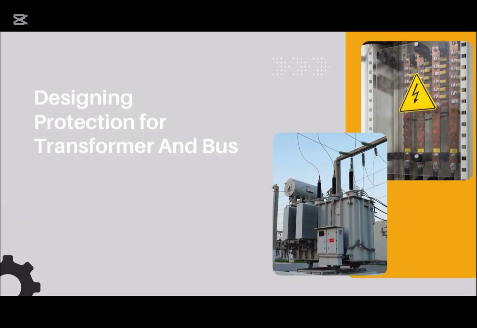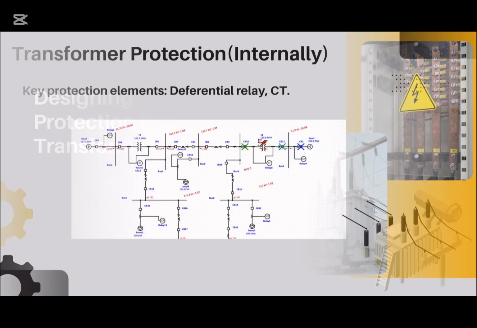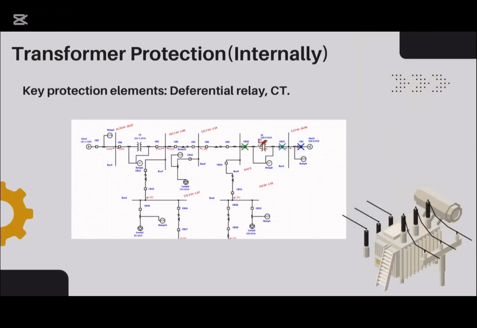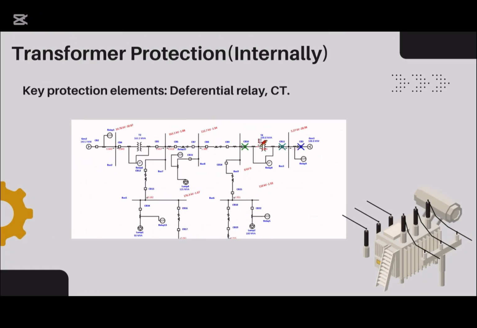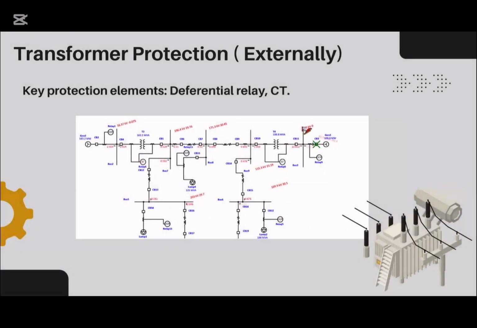Designing protection for transformer and buses. Here in the transformer we have two types of protection: internal protection and external protection. In the first one, we use differential relays to detect internal transformer faults by measuring current imbalance at both ends. The second one, external faults, are also detected by the differential relay, providing protection beyond just the transformer body.